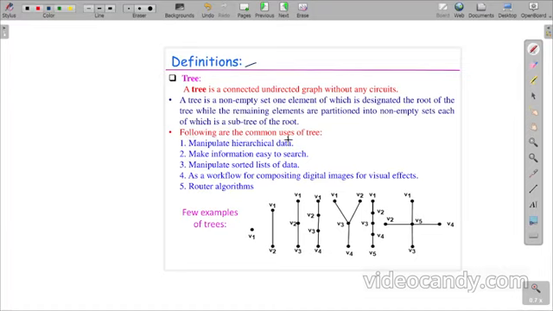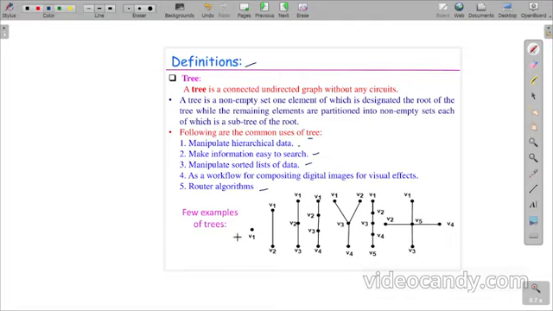Following are the common uses of tree: manipulate hierarchy data, make information easy to search, manipulate sorted lists of data, as a workflow for composition, digital image or visual effects, router algorithm.